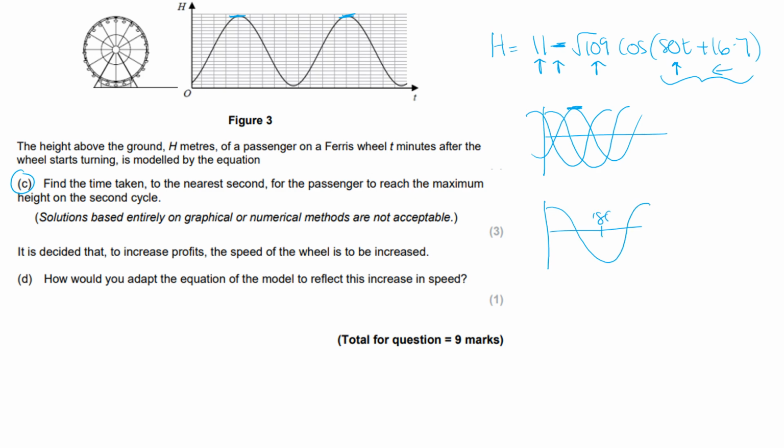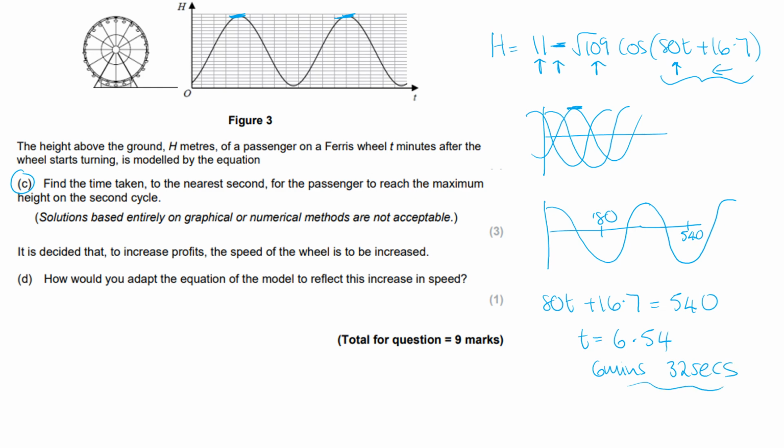At 180 degrees, so that would be the equivalent of the first maximum, but we want the second one, so if we go round again and add 360 on, it will actually be at 540, and that will be where this one is. So we need to make the angle here, the 80t plus the 16.7, equal to 540, and if we just rearrange, take the 16.7 over and divide by 80, t comes out to be 6.54, which is 6 minutes and 32 seconds.